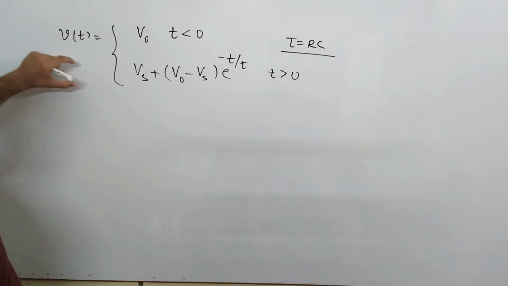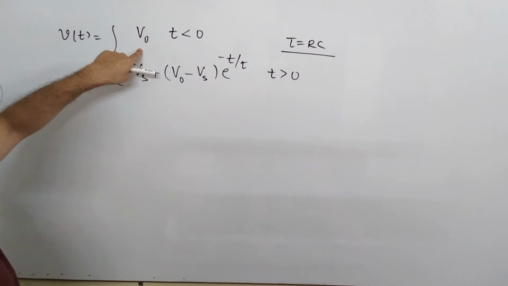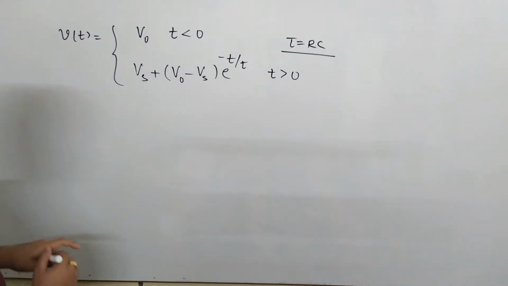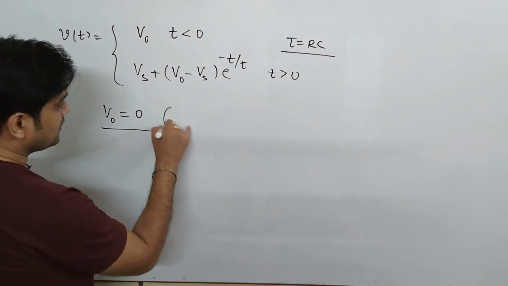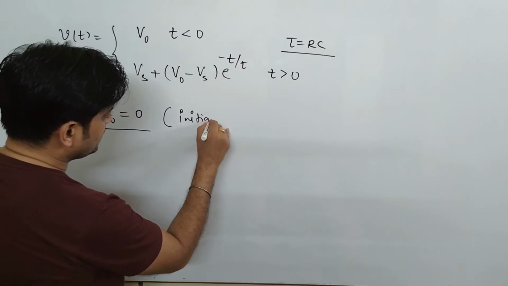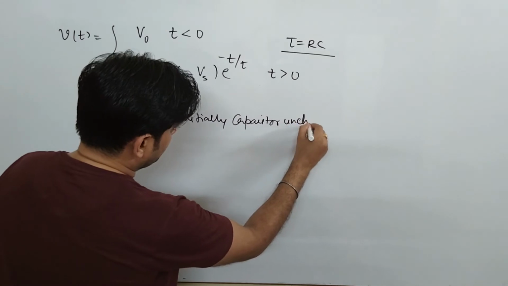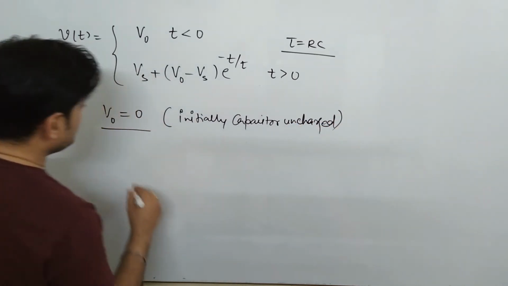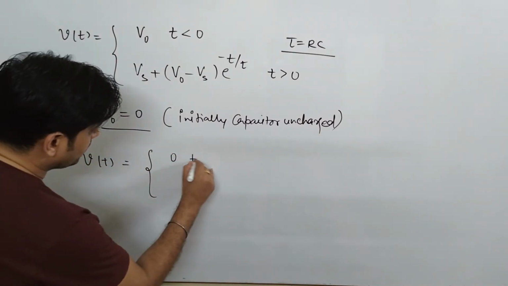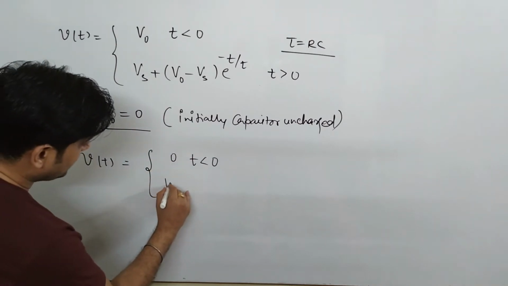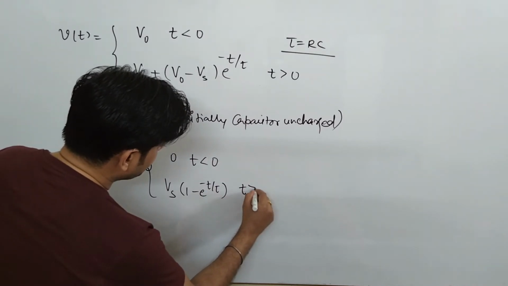Now once again we will consider this equation. As I mentioned, for t less than 0 the voltage is V0, that is your initial voltage, but for t greater than 0 this is the voltage. Now if the initial voltage goes to 0, it means initially the capacitor is uncharged. If the capacitor is uncharged, that means V0 goes to 0. Under this condition the value of Vt comes to be 0 for t less than 0, or Vs times (1 minus e to the power minus t by tau) for t greater than 0.